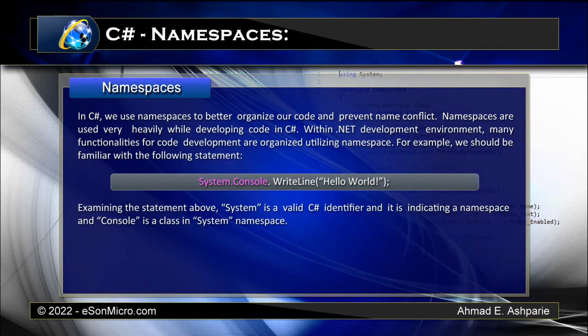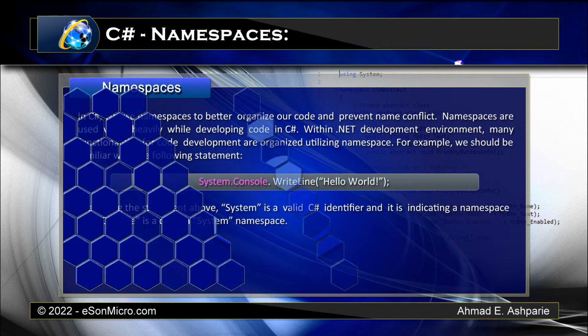Namespaces. In C#, we use namespaces to better organize our code and prevent name conflict. Namespaces are used very heavily while developing code in C#. Within the .NET development environment, many functionalities for code development are organized utilizing namespaces. For example, we should be familiar with the following statement: System.Console.WriteLine("Hello World"). Examining the statement above, System is a valid C# identifier indicating a namespace, and Console is a class in the System namespace.